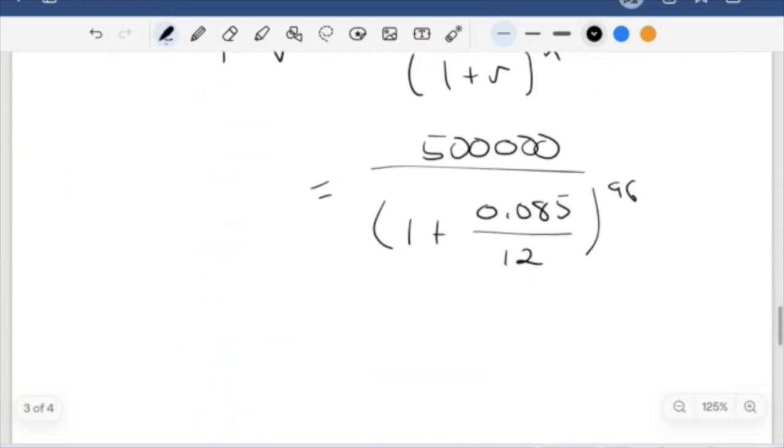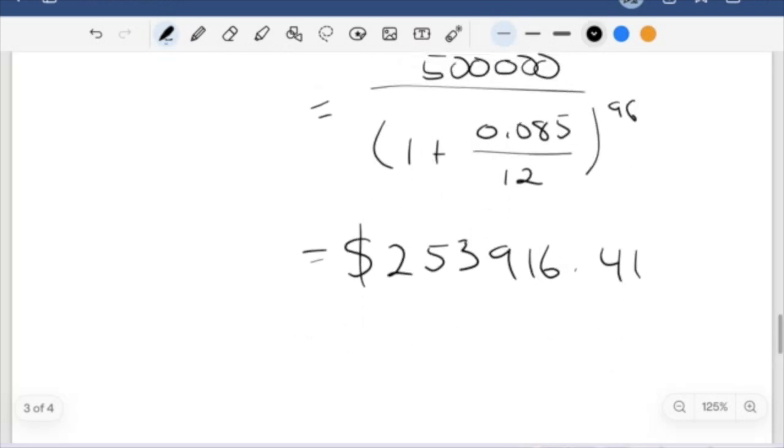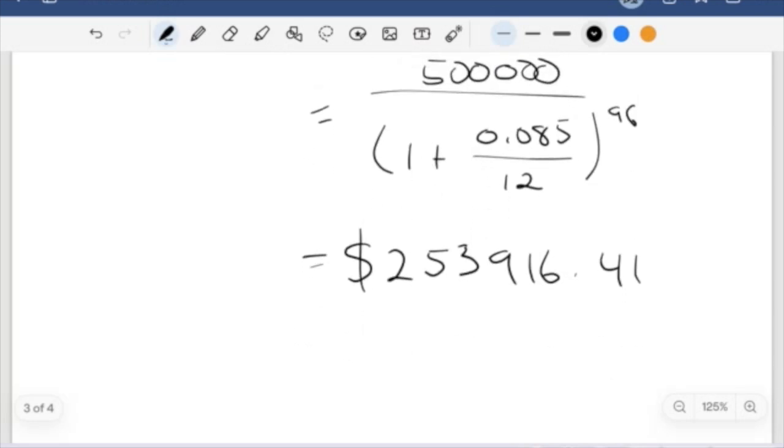So we write this into our differently arranged formula, and we end up with a present value. So what we had to put in at the start to get 500,000 was 253,916.41. And usually when we deal with money, we want to round these off into 2 decimal places.